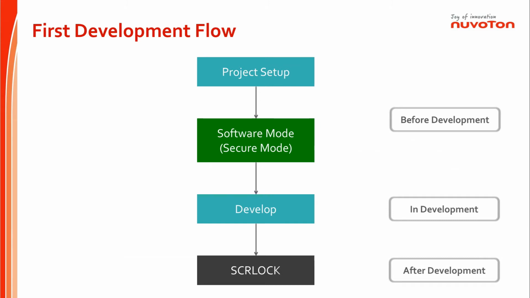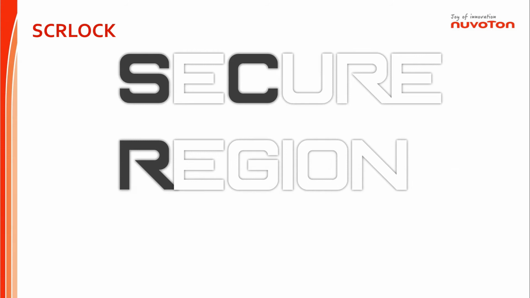In the final development stage, the first developer must open SCRLOCK to avoid code from being tampered with or destroyed in the secure region. And the secondary developer can only use the library in the secure region by calling non-secure callable functions, but cannot know or rewrite code in the secure region. So, what is SCRLOCK? SCRLOCK means secure region lock.